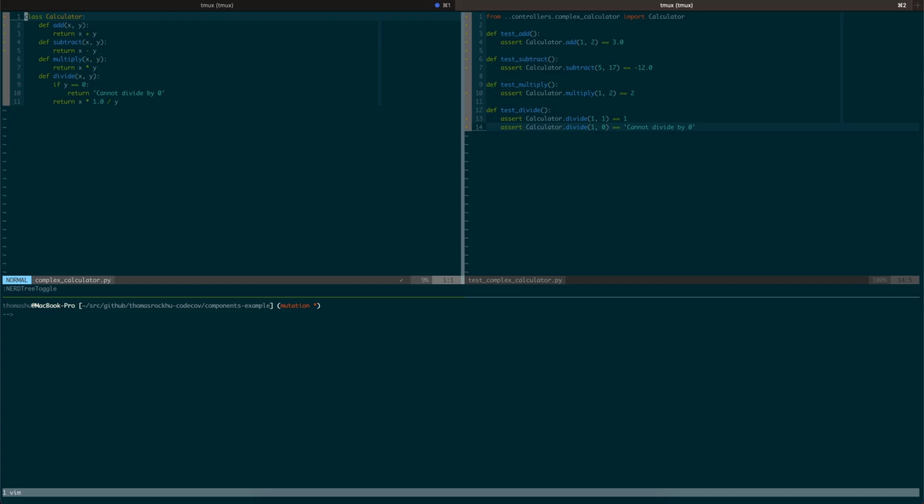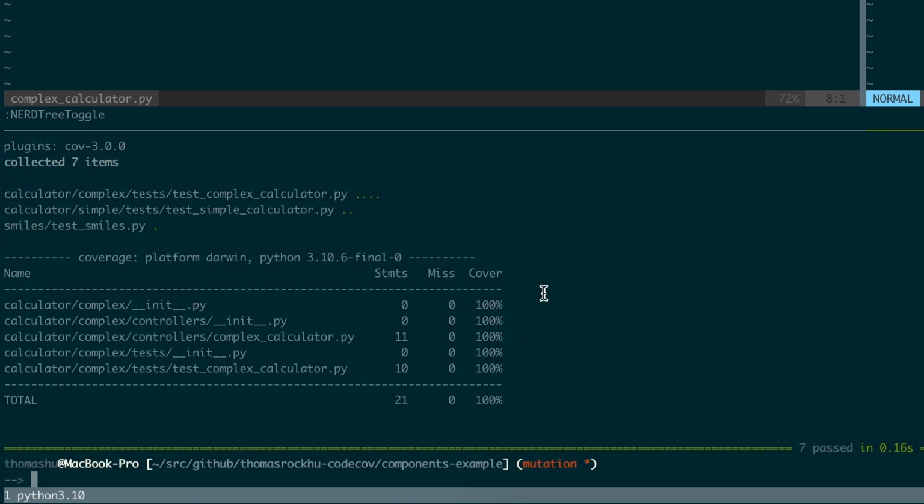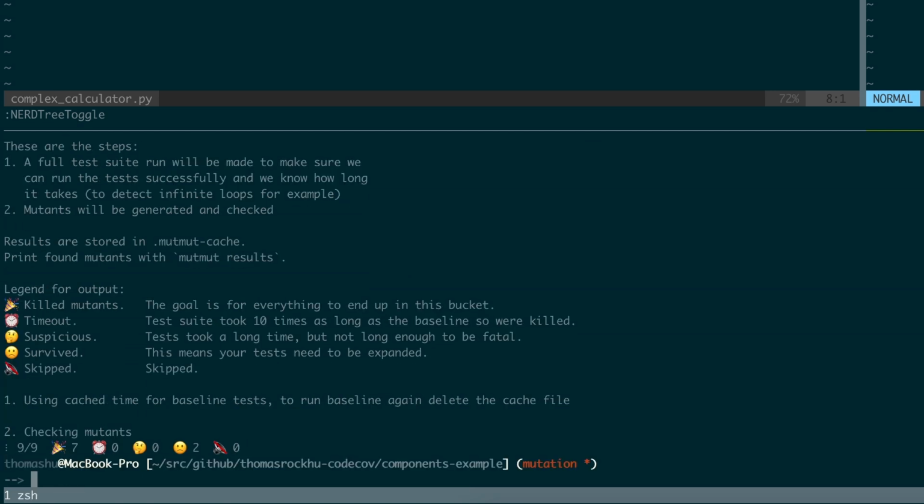Okay, so let's take a look at an example. Here I have a calculator with 4 functions: add, subtract, multiply, and divide, and some tests for it as well. In fact, I can run test coverage for it, and we'll see that I have 100% test coverage. But does that mean my tests are any good? So let's run mutation testing software, and it comes up with 2 issues.